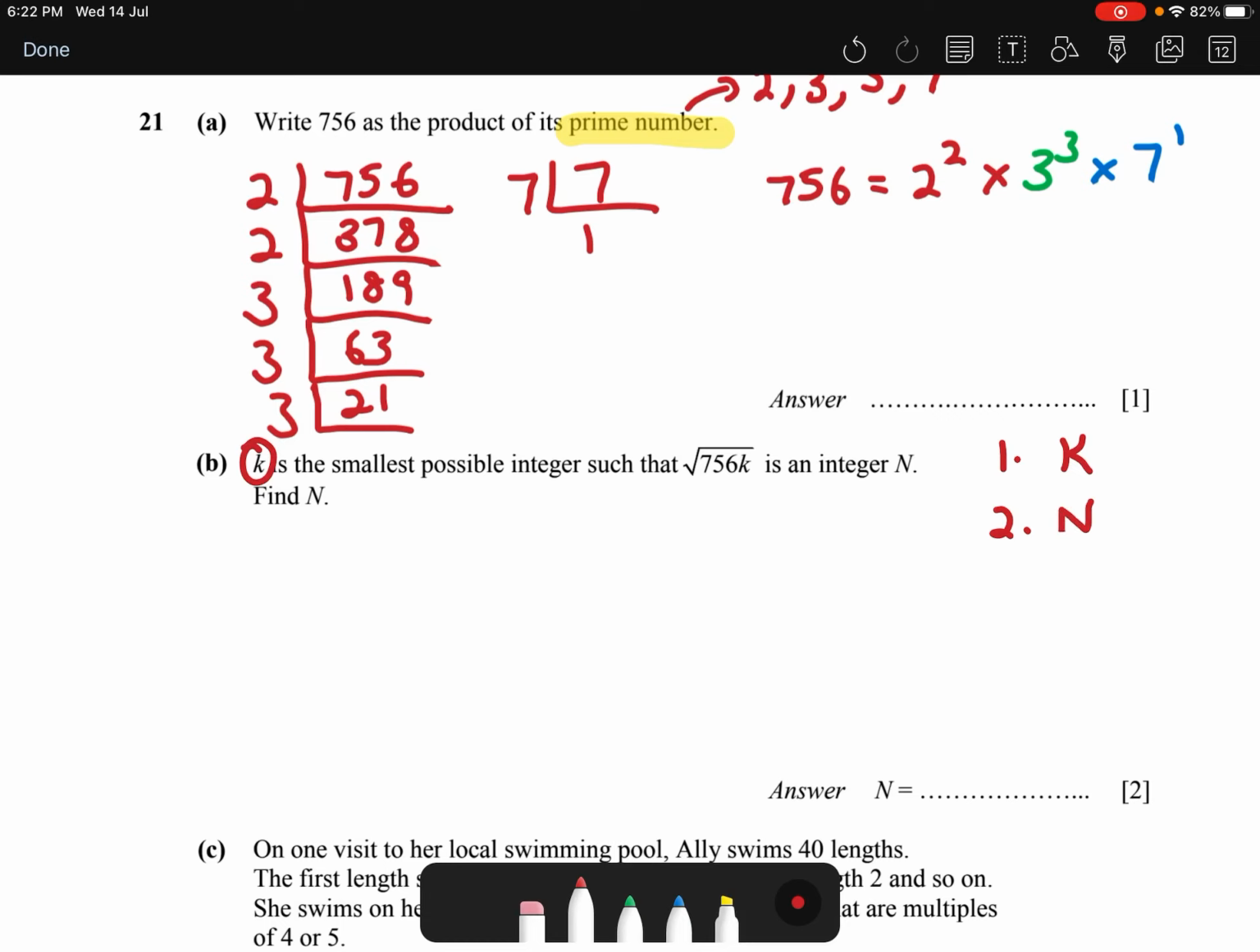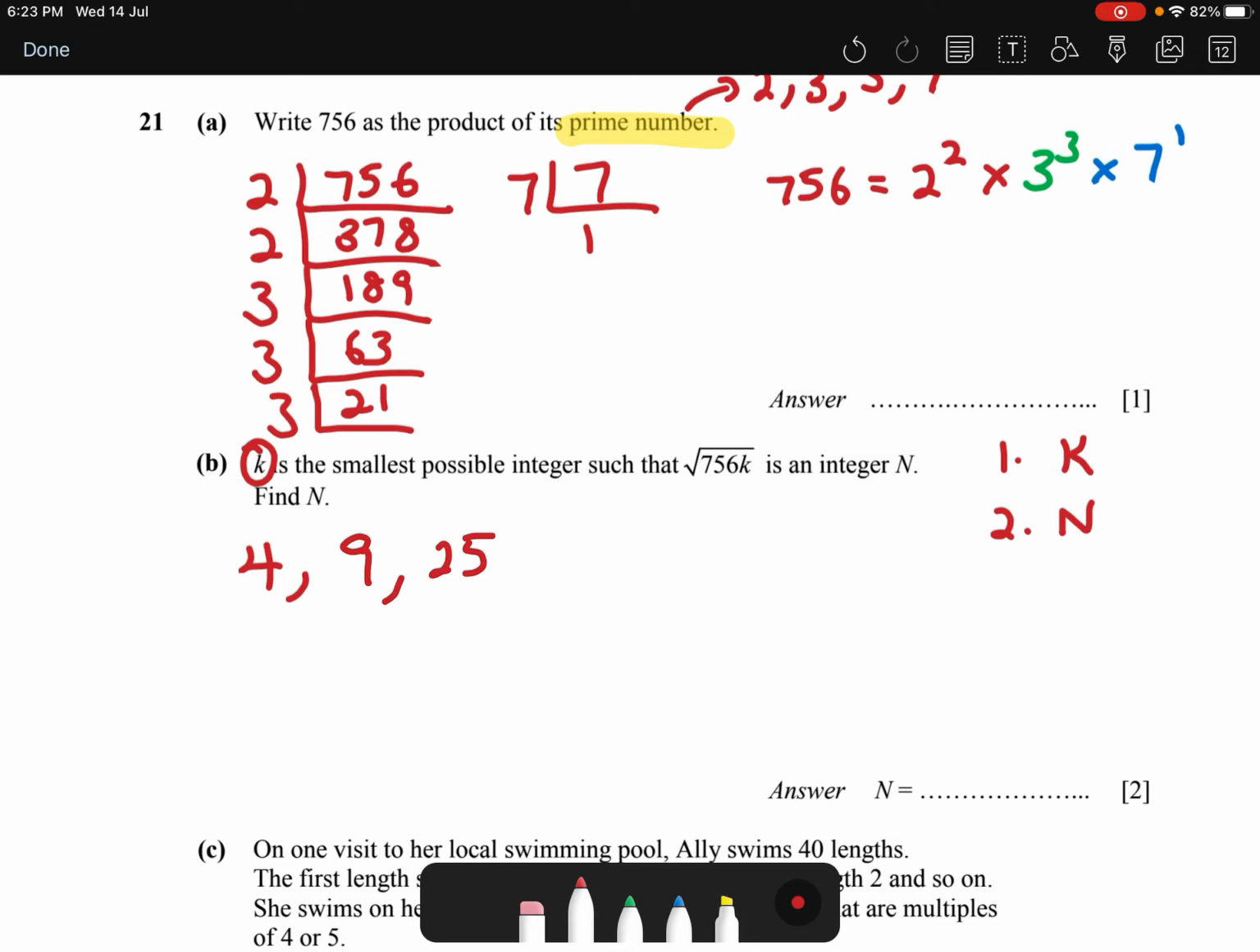Right? Okay, so what do I mean by square root 756k? In order to square root any number, let's just say I put 4. 4 is what we call a perfect square, because when I square root 4, I can get a whole number, which is 2. Sorry, not 9. Yeah, 9. 9 is also a perfect square, because when I square root 9, I'll get 3. So 25 is also a perfect square. Yeah. So what do I mean by perfect square?